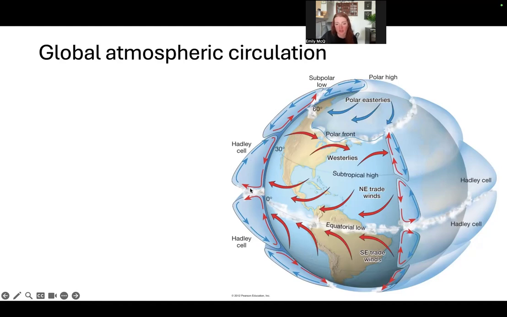So this is our Hadley cell. This is the cell that's directly above the equator. I don't actually know the names of the other ones. I'm not going to test you on the names of the cells, but what you do need to know is that at different latitudes, we get different pressure systems that change.